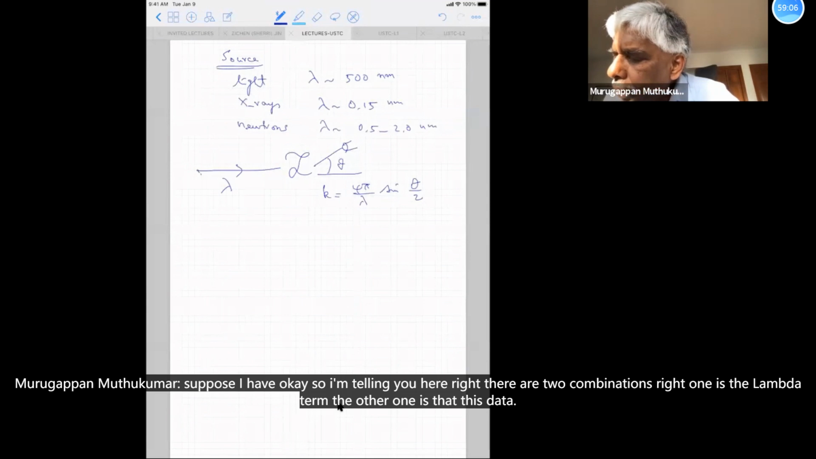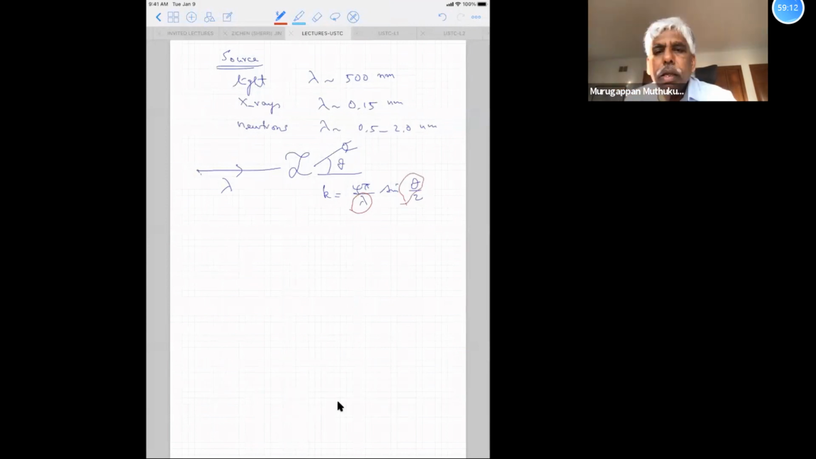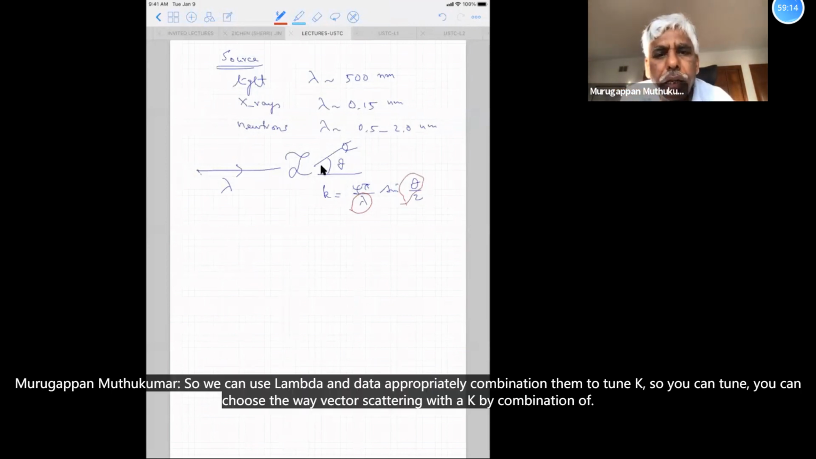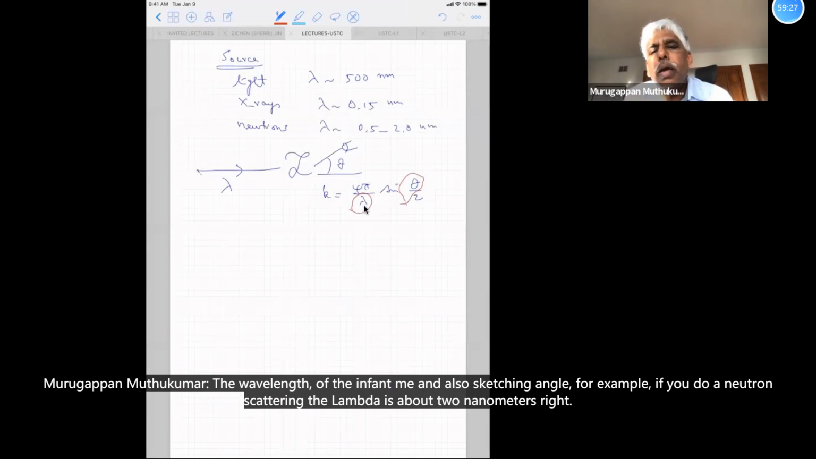There are two combinations. One is this lambda term. The other one is this theta term. So we can use lambda and theta appropriately, a combination of them, to tune K. You can choose the scattering wave vector K by a combination of the wavelength of the incident beam and also the scattering angle.